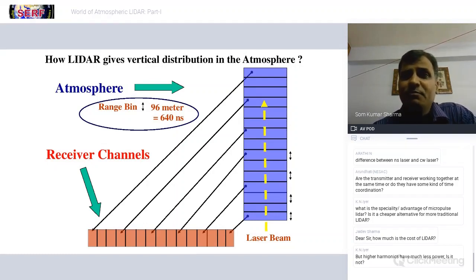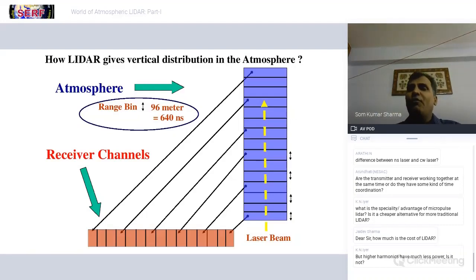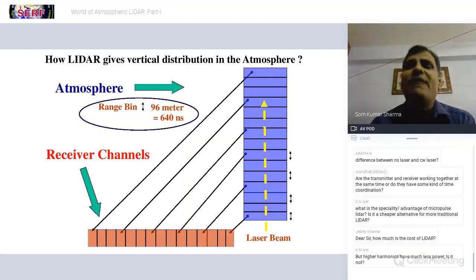In 1 second you are pumping 10 pulses, and suppose you operate the laser for 5 minutes. In 5 minutes, how many pulses will you pump? About 3000. And these pulses are going, and the signal per pulse from each range bin is kept in bucket 1, bucket 2, bucket 3, and so on. So like this, the profile, or number of photons, is collected here in the buckets, and they correspond to the different heights.